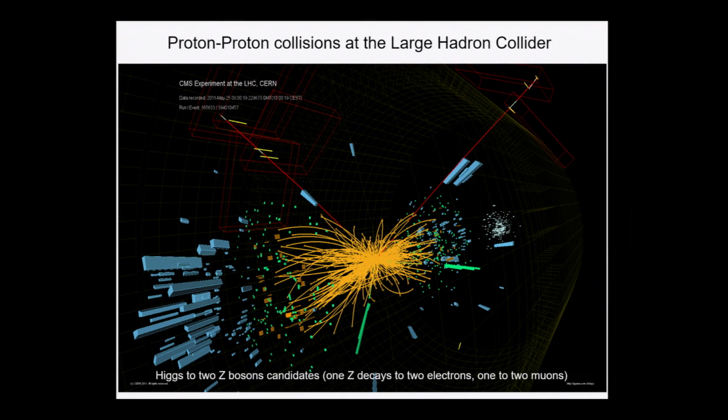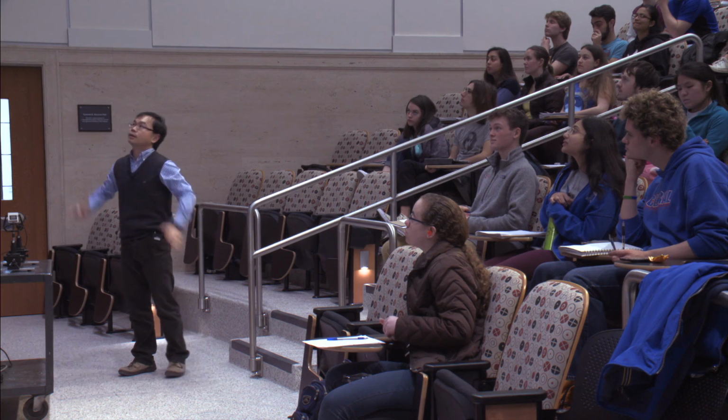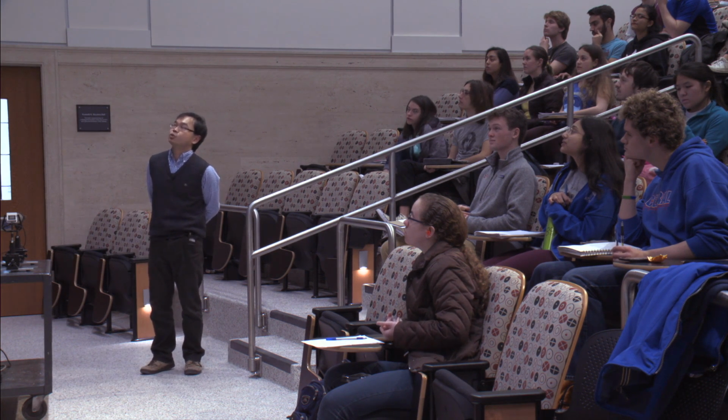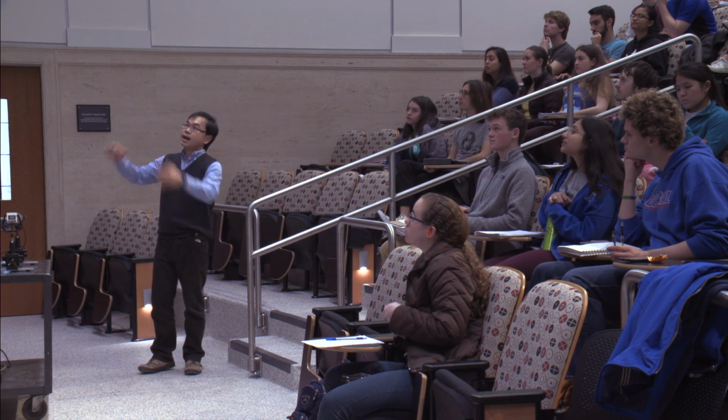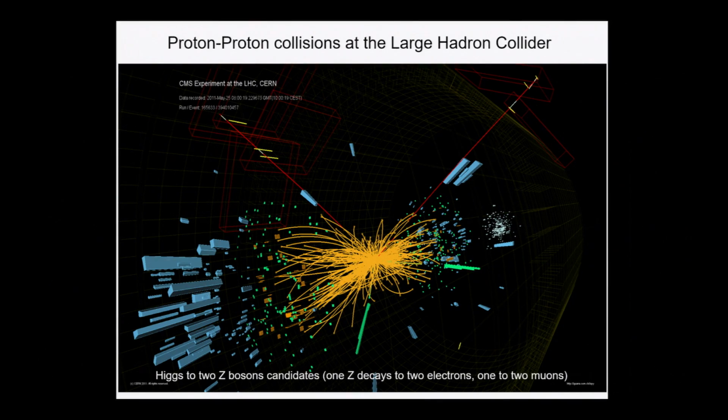And this is a beautiful event from proton-proton collisions at the Large Hadron Collider: a Higgs to ZZ boson event. One of the Z bosons becomes the two red lines, which are two muons. The other one decays to two electrons, which are detected by the calorimeter as the two blue things there.